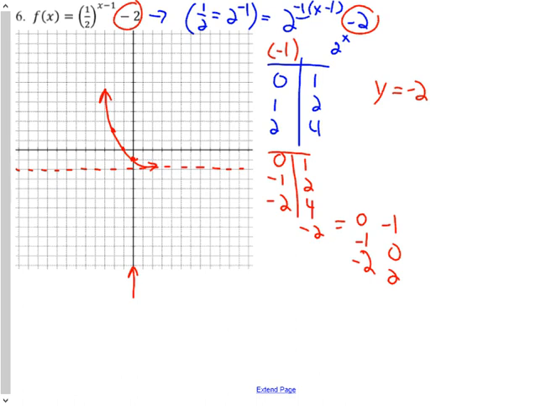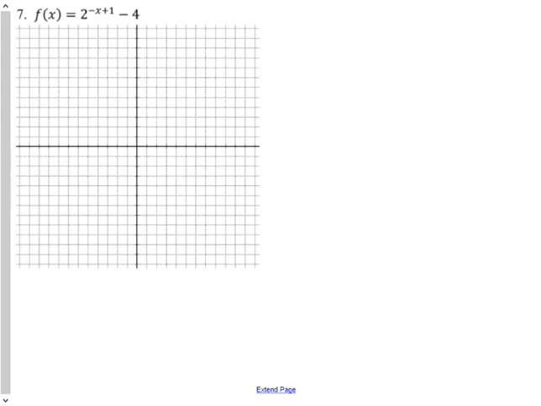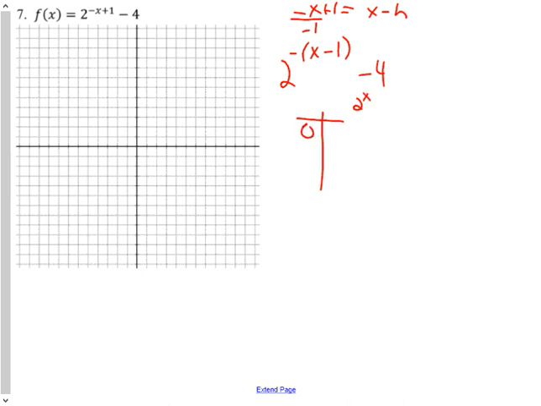Moving on, 2 to the negative x plus 1. Now, negative x plus 1 is not x minus h. So we're taking the negative out of both pieces. We get 2 to the negative x minus 1 minus 4, giving us our h, k values. And again, just like last time, for 2 to the x, we're looking just at the parent function. 2 to the 0 is 1, 2 to the 1 is 2, 2 squared is 4.